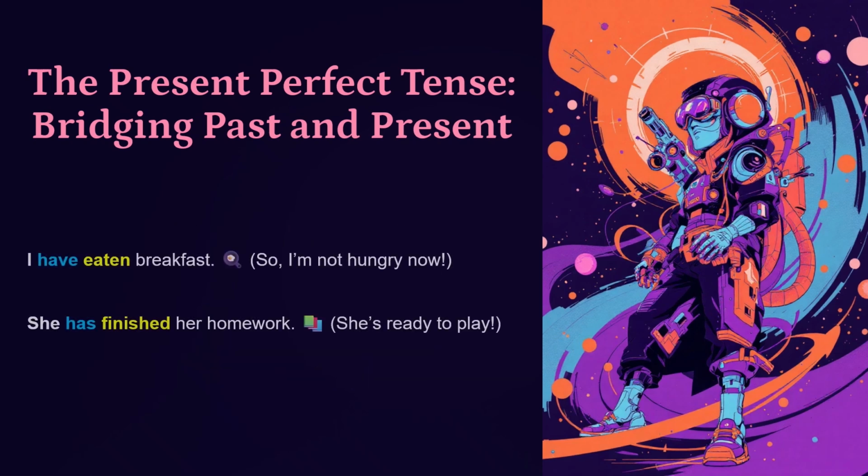Okay, fine. First of all, let me tell you what the present perfect is. The present perfect tense is a mix of past and present. You use it when something happened at some point in the past, but it still affects the present moment. It's like saying, hey, I have done this and it matters right now. For example, I have eaten breakfast, so I'm not hungry now. So you can see the connection between the past and present here. Or she has finished her homework, so she is ready to play.